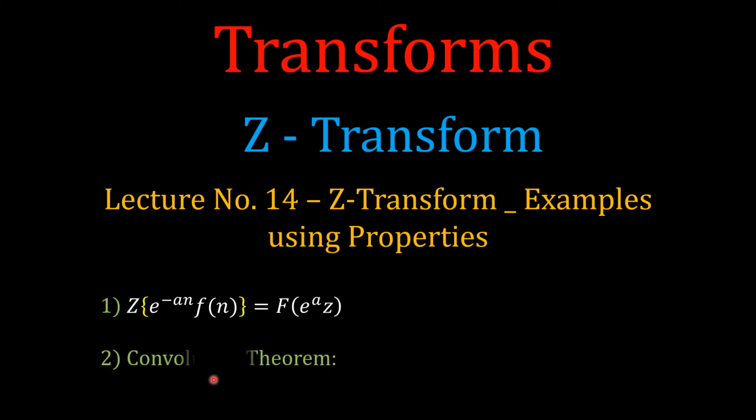And the second one is the convolution theorem, which is defined as: Z transform of the convolution of the two sequences f of n and g of n, denoted as f of n star g of n, is equal to the product of the Z transforms of those two sequences, that is f of z into g of z. So let us go to solve the examples.